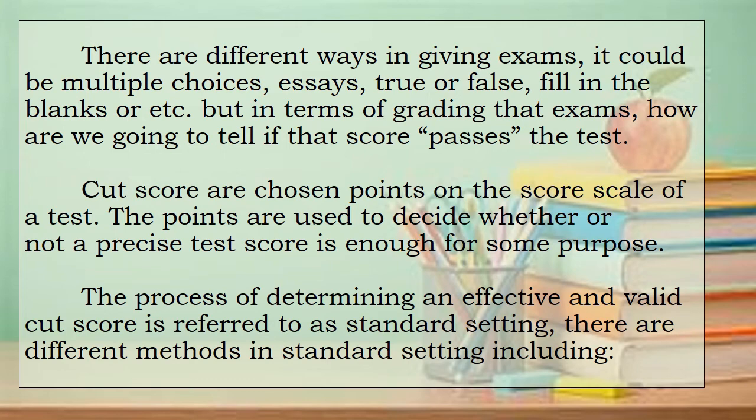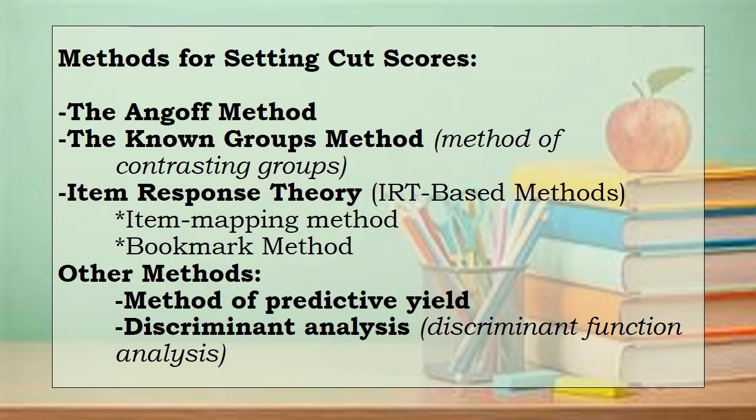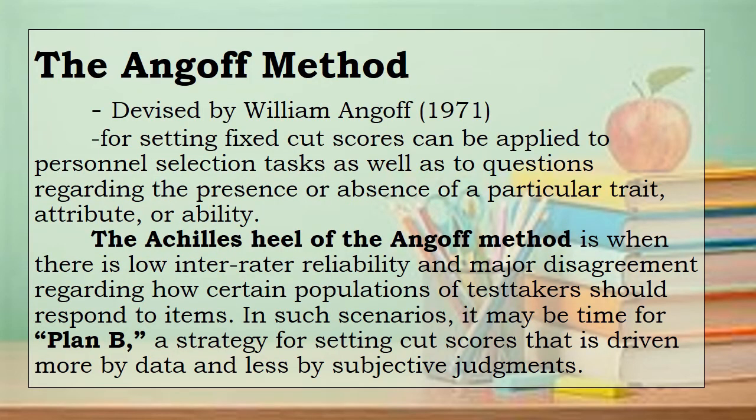There are different methods in standard setting, including the Angoff method, the known groups method, also known as the method of contrasting groups, and item response theory, or IRT-based methods. Under IRT-based methods are item mapping methods and the bookmark method. Other methods are the method of predictive yield and discriminant analysis, or what we call discriminant function analysis. So the first method that I'm going to discuss is the Angoff method.